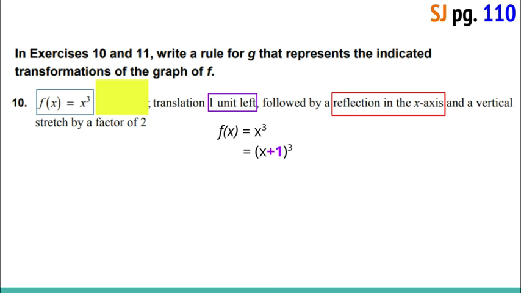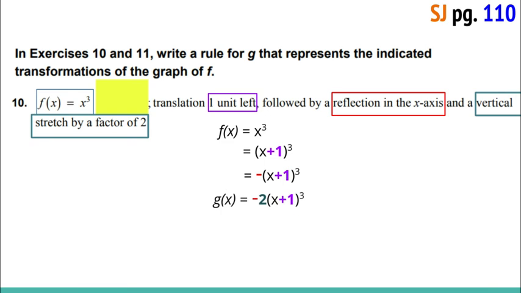I'd like to flip this polynomial around over the x-axis. For a reflection over the x, it's a negative in front of the parentheses. Okay? And then lastly, it says a vertical stretch by a factor of 2. Vertical stretch by a factor of 2. So I'm supposed to see a 2 somewhere.